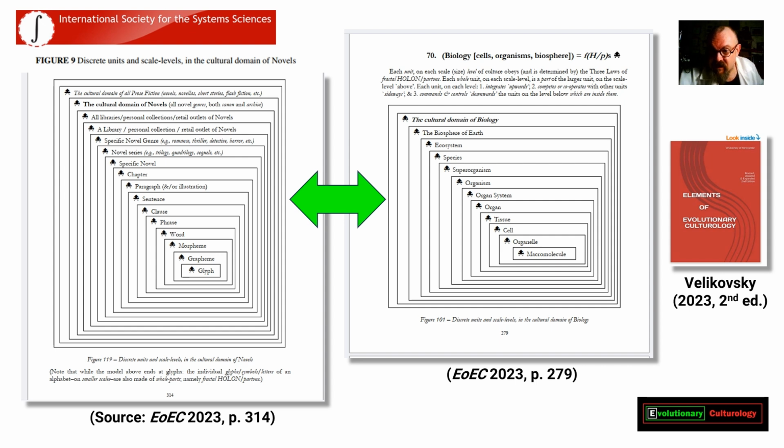You got your macromolecules, organelles, cells, tissues, organs, organ systems, organisms, superorganisms, species, ecosystems, the biosphere of Earth, and the cultural domain of biology. Anyway, it's all just the one thing. The units, the scale levels, the laws, and the evolutionary mechanisms. EVCult simplifies the whole shooting match. Next.